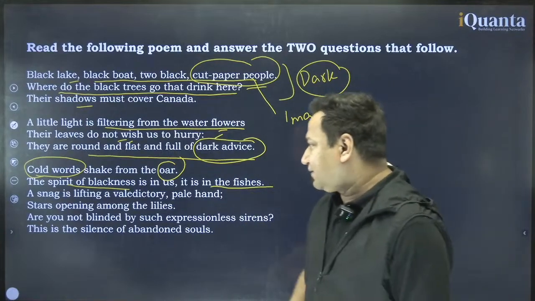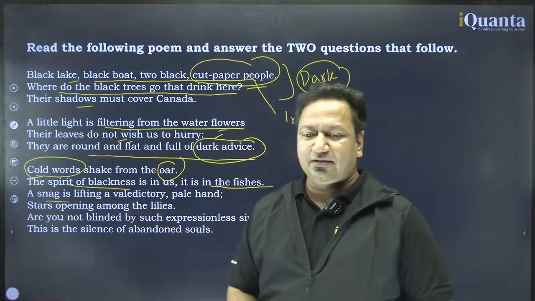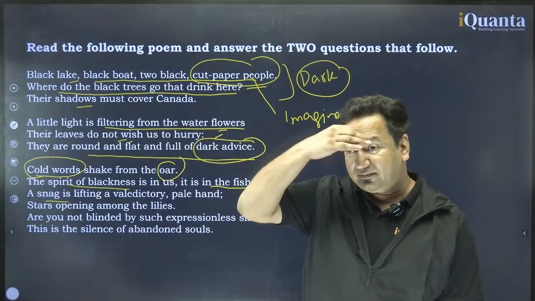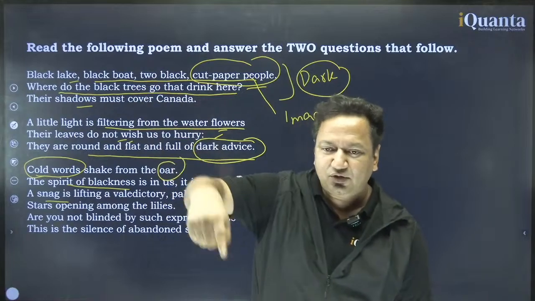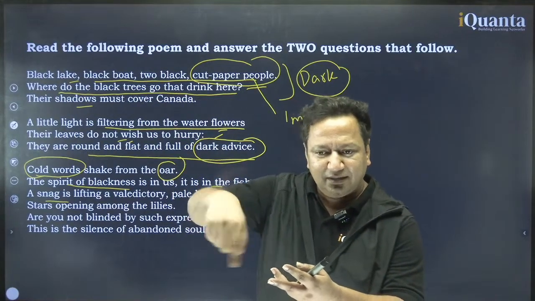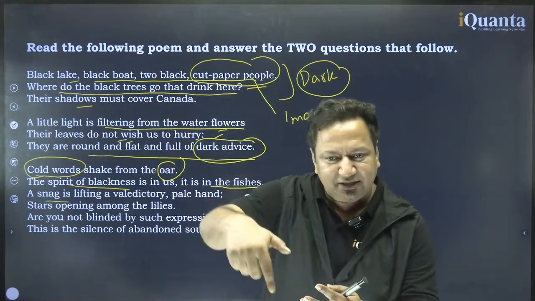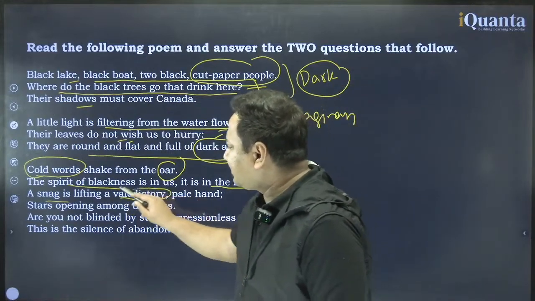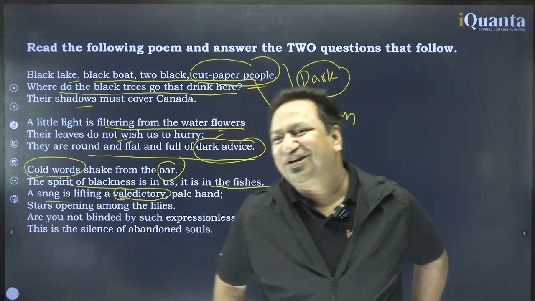Tanisha, thanks for that. A snag is lifting a valedictory pale hand. What is a snag? If you have seen any kind of river in the mountains or in the forests, a tree branch which hangs down and is touching the water. Have you seen that? That's a snag. It can be a tree branch, it can be something hanging and touching the water. And the snag is lifting a valedictory. What is valedictory? A farewell.